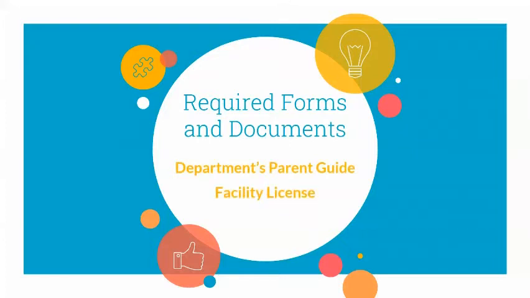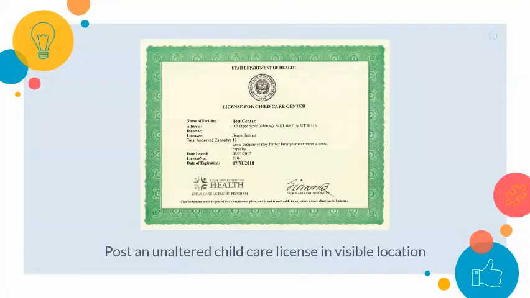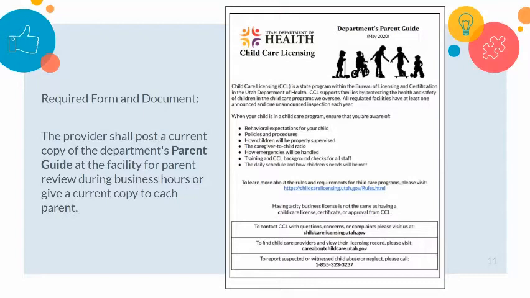Let's start with required forms and documents. That includes the department's parent guide and facility license. You need to post an unaltered child care license in a visible location. This will be emailed to you, and you must print it out yourself and post it. The provider shall post a current copy of the department's parent guide at the facility for parent review during business hours, or give a current copy to each parent, so you can choose what works best for you.